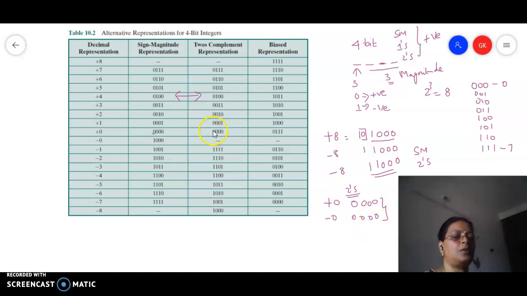You are going to use only one plus 0. There is no concept of minus 0 when we go for 2's complement representation. This is the main important reason why we follow 2's complement representation in computers. And there could be a question: why not 1's complement representation?